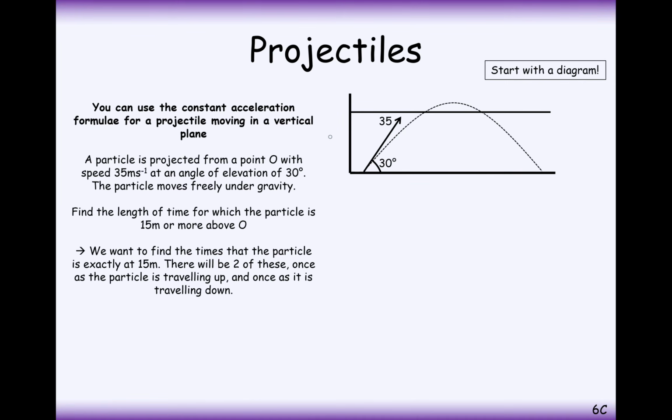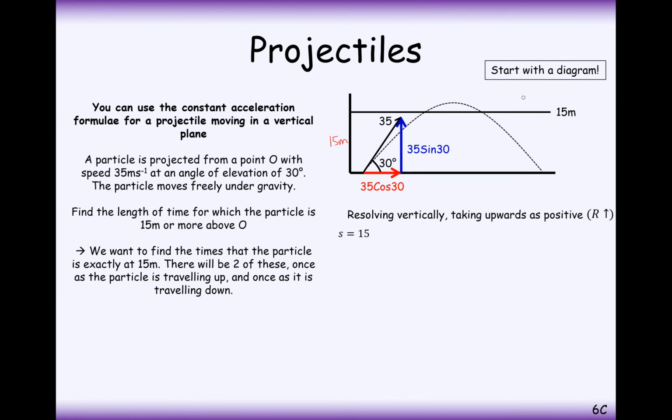So what we're going to be doing then is using a bit of vertical SUVAT to solve this equation. First things first though, we need to resolve the speeds. So it's going to be 35 cos 30 and 35 sin 30. 35 sin 30 is the one that we're more interested in here. So let's resolve vertically and take upwards to be positive.